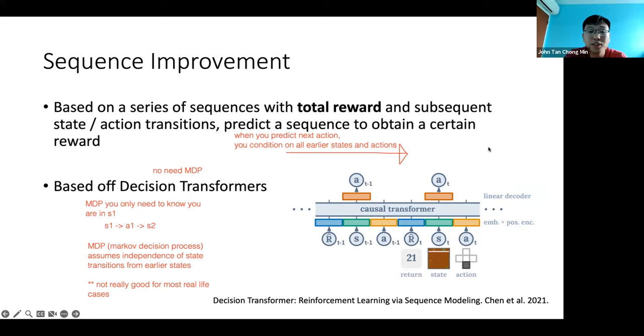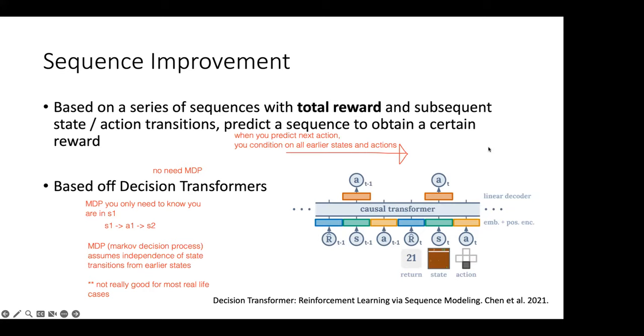Decision transformers work better than RL? I see. Okay, good to know.